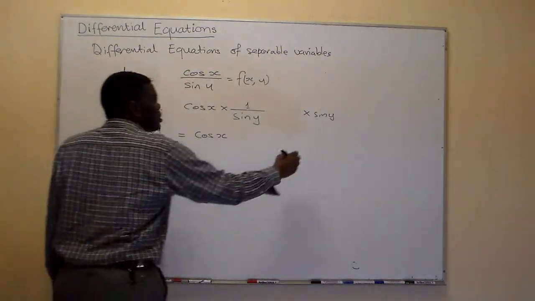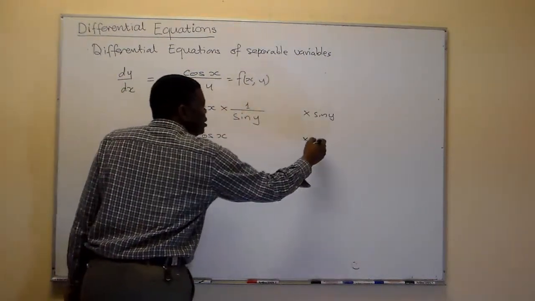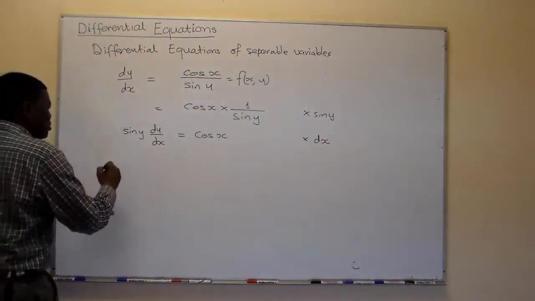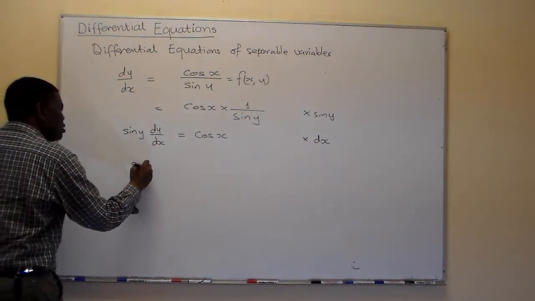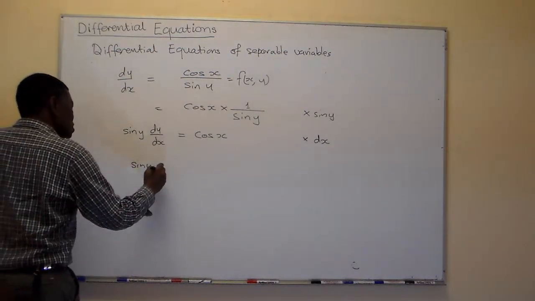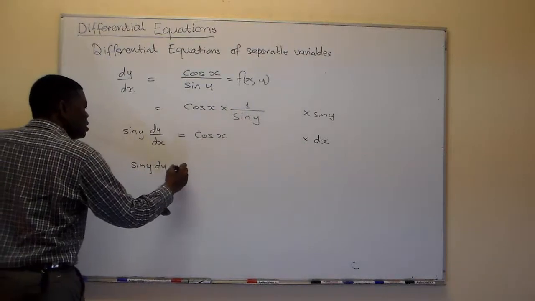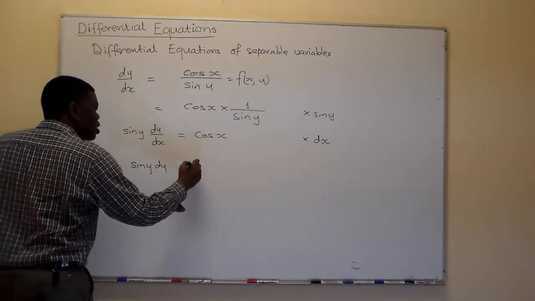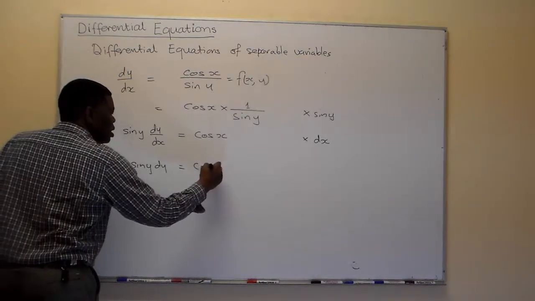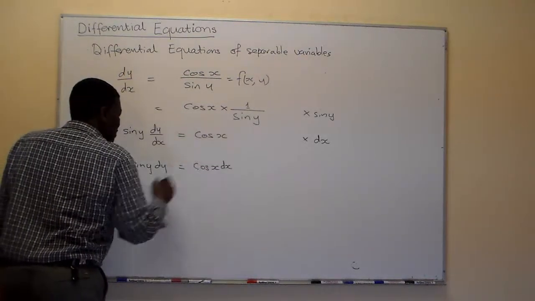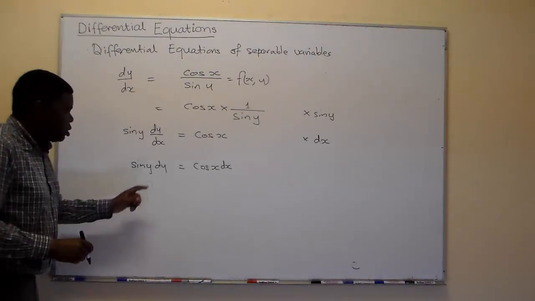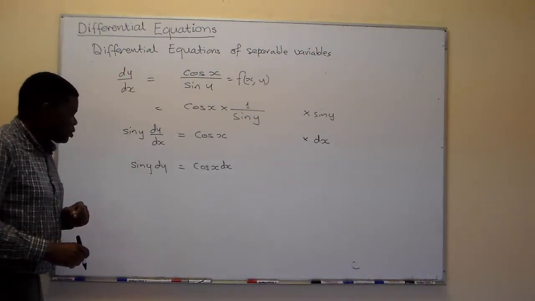Now at this stage here, we can do something similar by multiplying by dx on both sides. Then we get sine of y dy equals to cosine x dx. In this case here, we don't even need to do any method of substitution.